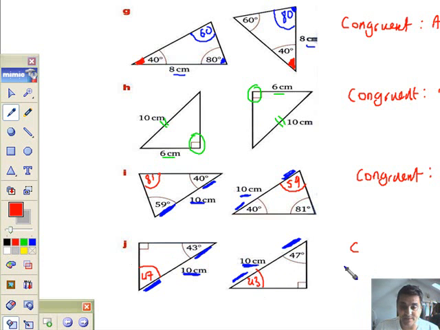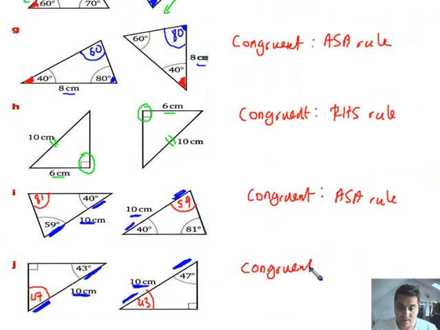We don't know what the sides are. We don't know what these other two sides are, but we do have two angles and they're joined together by a common length. So these are congruent. And that's because they are ASA, angle, side, angle rule.